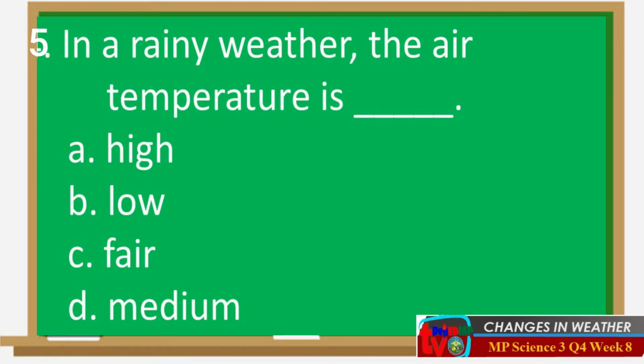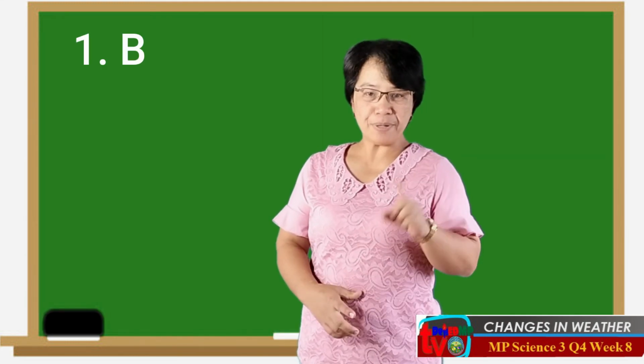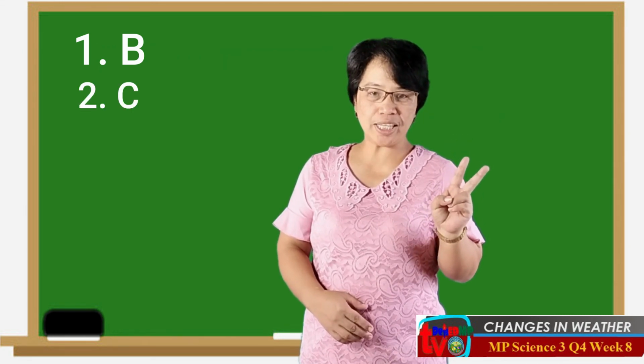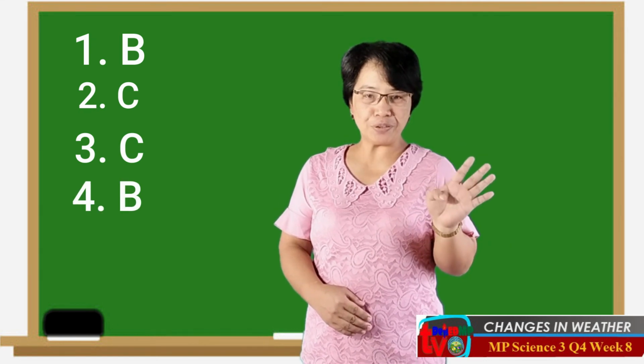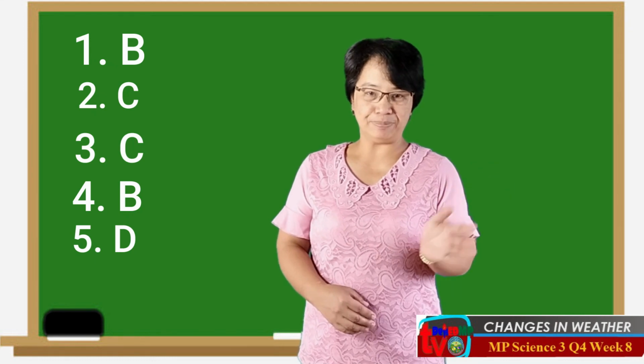Number 5, in a rainy weather, the air temperature is blank. Letter A, high. Letter B, low. Letter C, fair. And letter D, medium. Check your answers. Number 1, B. Number 2, C. Number 3, C. Number 4, B. And number 5, D.